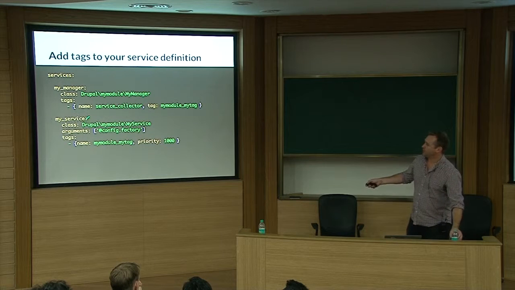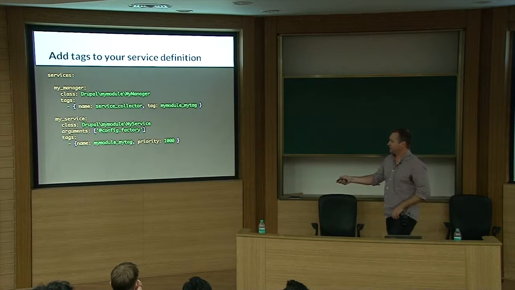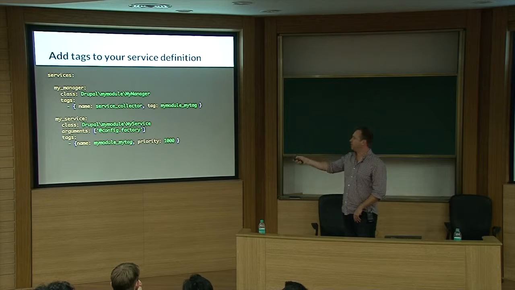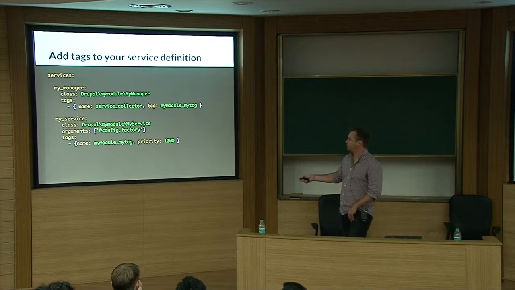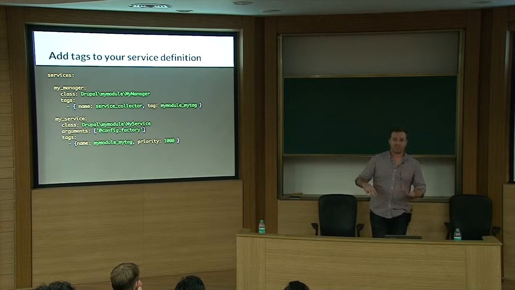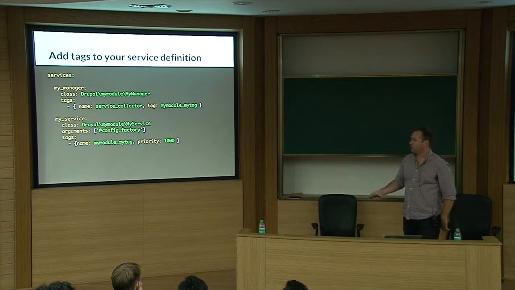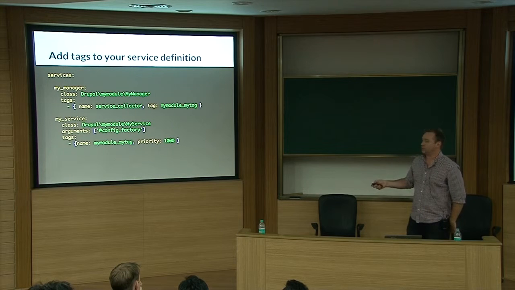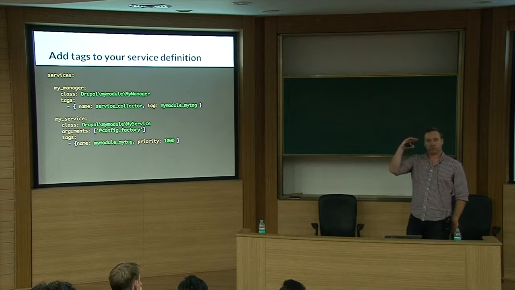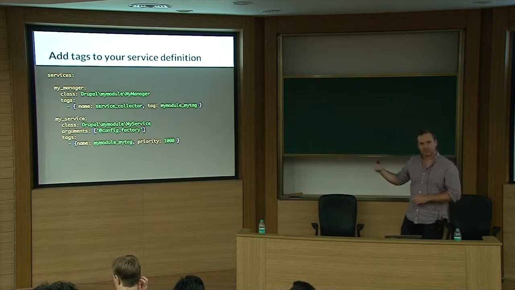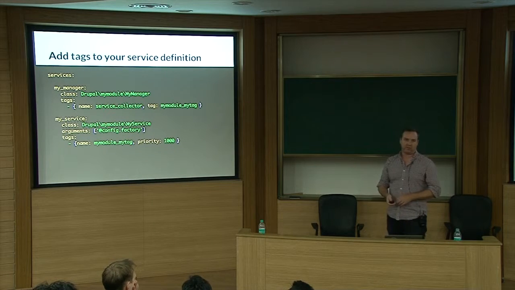And then down here, we've got another example of a service, and it's something that we want to be collected by this manager. So we just have to give it the tag that we defined up here. And then it will get found by the container and passed in. There's also the other concept of priority, which is supported by this service collector, which means it will automatically rank them in order. So if you want something to occur higher up in the list, when it loops through those things, it will basically respect this priority order.